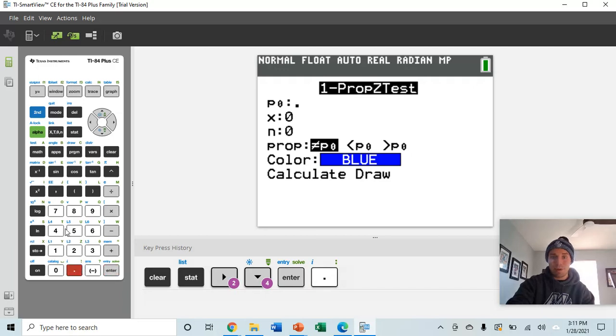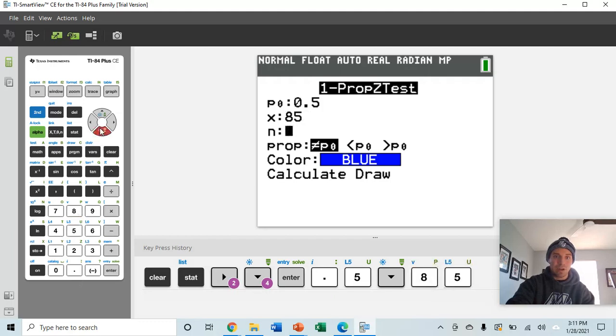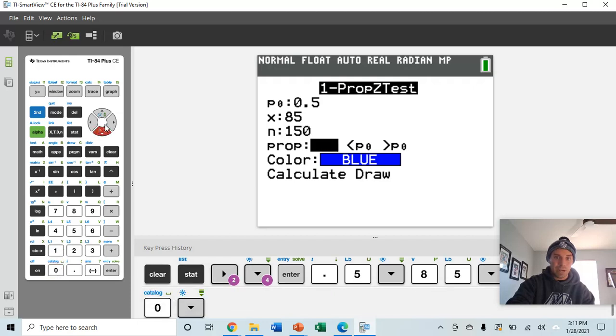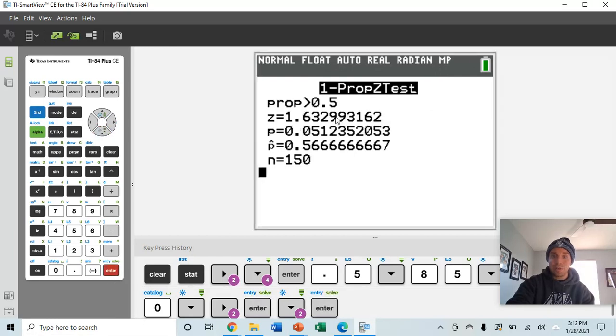So for example, maybe we want to try to prove that it's greater than 0.5. Maybe in our sample, we got 85 over 150. I'm trying to prove greater than. You can either draw, in which case you would see the normal curve, or calculate, and you would get your z, your test statistic, which we saw the formula for before, as well as your p-value. So you can use a calculator to do this, but again, we'll look more at that in class.